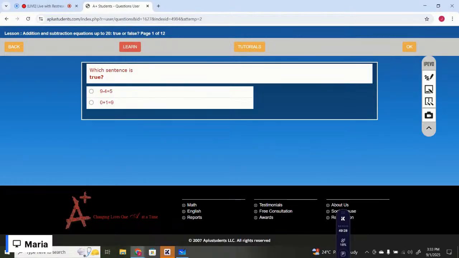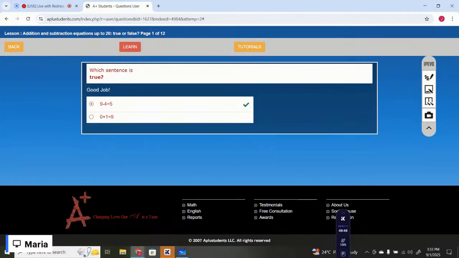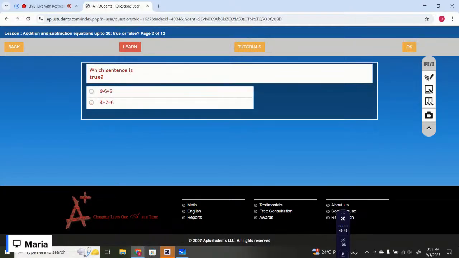Which sentence is true? So we have two sentences. 9 take away 4 is 5 and 0 plus 1 is 9. So 0 plus 1 is not 9. That is false. Option 1 is the correct option. That is 9 take away 4 is 5. Option number 1 is the correct option. 9 take away 4 equals 5.